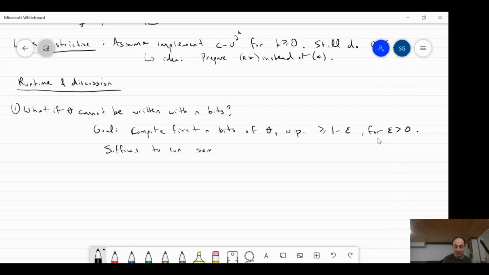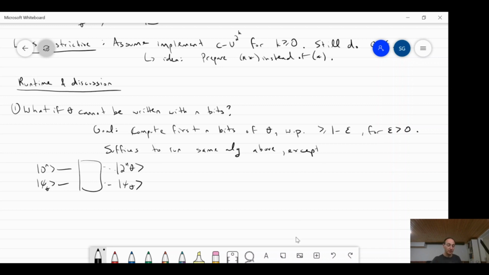Okay, so the point is that you can show, and we won't do it here, that it suffices to run the same algorithm above, except where originally we had this thing, right? We had zeros to the n, and then we had the state vector psi theta, and we plugged these into the algorithm, and so there's some big black box here, and out came the 2 to the n times theta originally, right? That was the setup. And now, since theta cannot be represented directly with n bits, we have to expand this register slightly.